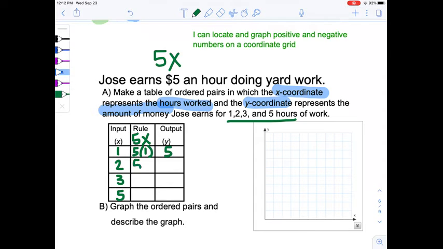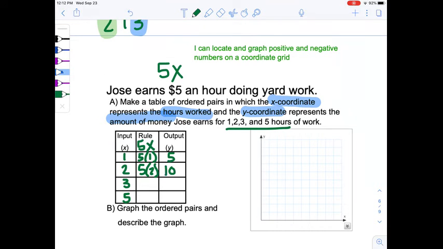Then I'm going to take 5 times 2. 5 times 2 is 10. Then I'm going to take 5 times 3. Again, I'm just plugging in that x value for x. 5 times 3 is 15. And then I'm going to take 5 times 5, which is 25.